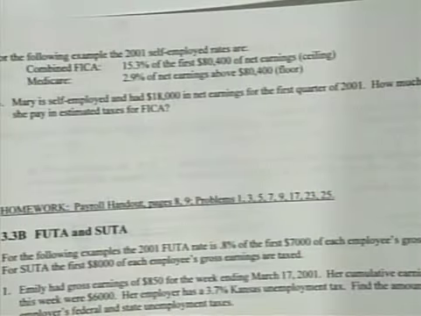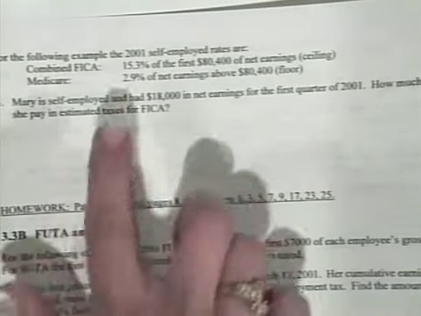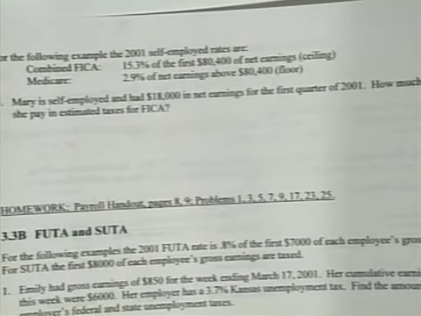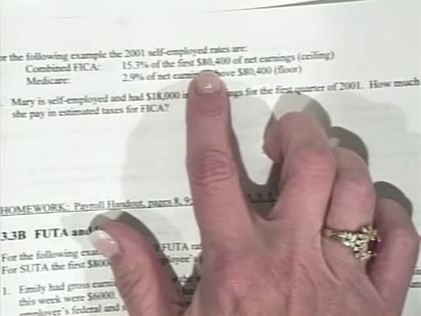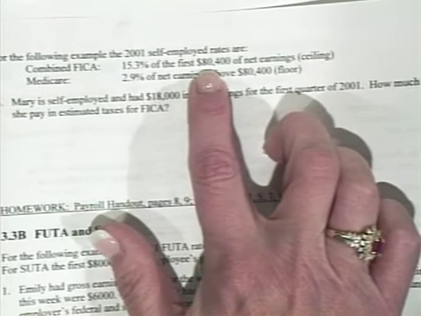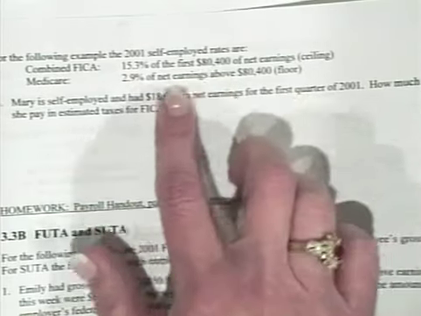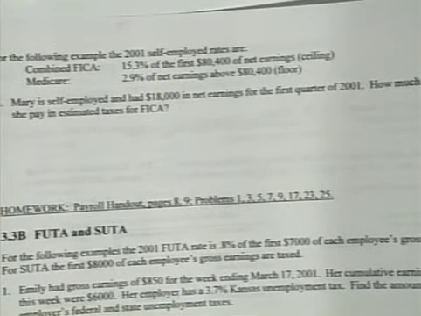It says, if someone is self-employed, the combined FICA, the combined rates for Social Security and Medicare are 15.3% of the first $80,400, and that rate is true for 2001. That rate continues to go up, and it changes every year. It has for the last several years. It was about $76,000 last year. So, since Kelly is self-employed and her total gross earnings so far are less than that $80,400, she's responsible for both halves, which is where that 15.3% comes in.